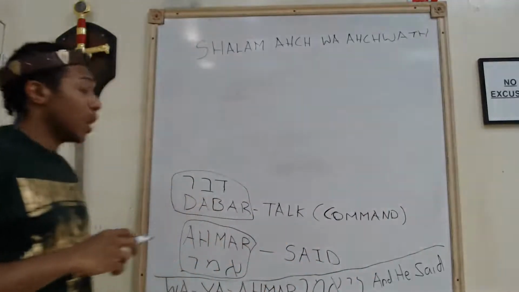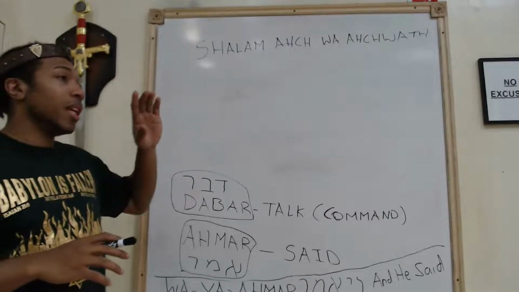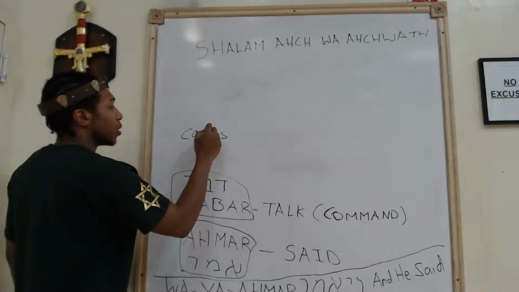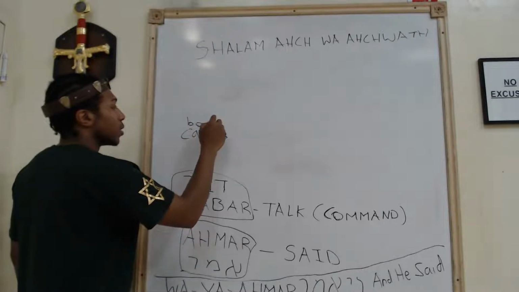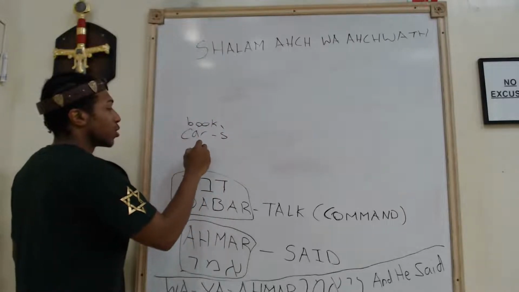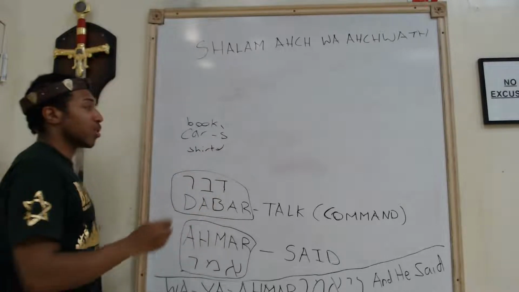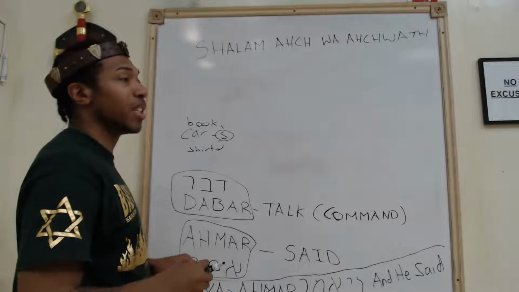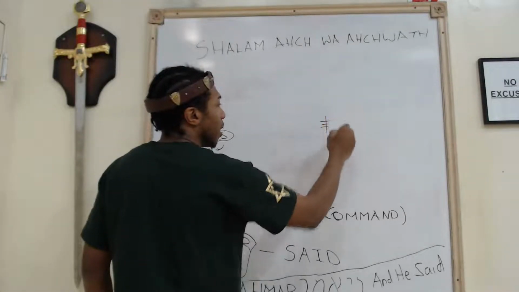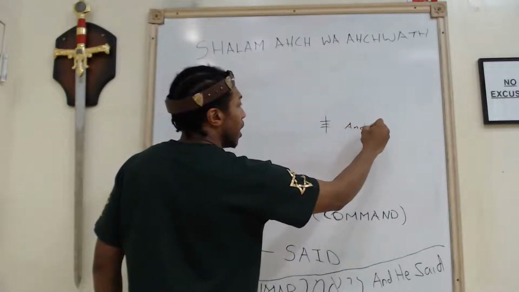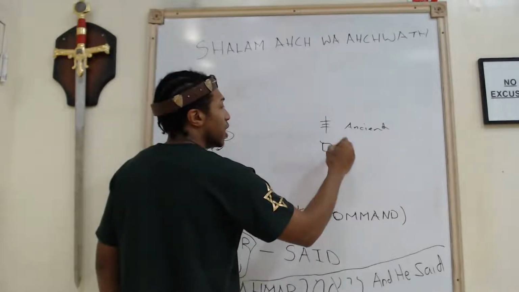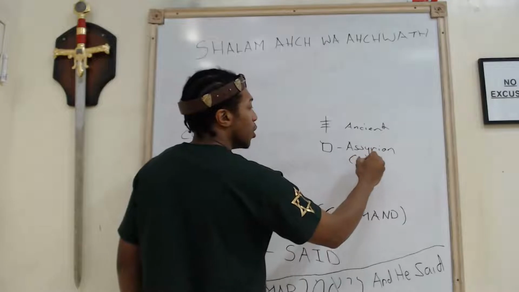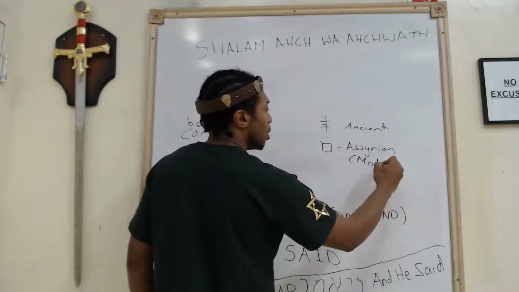So in English, you pluralize things with an S. Cars, books, shirts. Things are pluralized by an S. In Hebrew, things are not pluralized by S. An S in Hebrew would be the Sa, the Sa in ancient Hebrew or the Sa in the Assyrian Hebrew. And make sure that you remember that this is the Assyrian Hebrew or the so-called modern Hebrew.